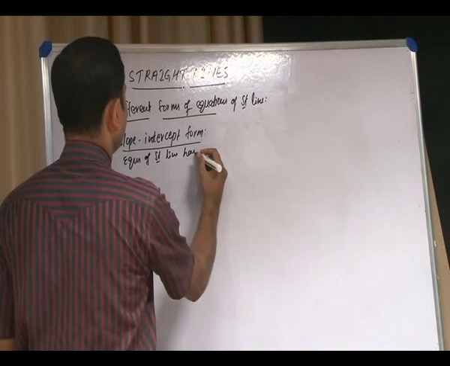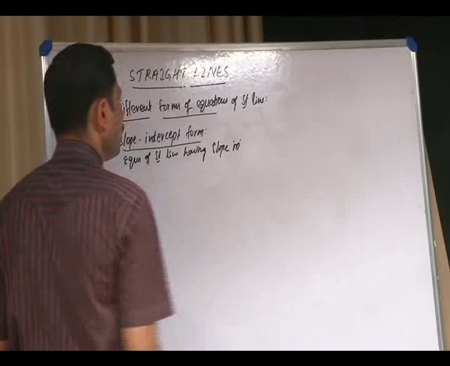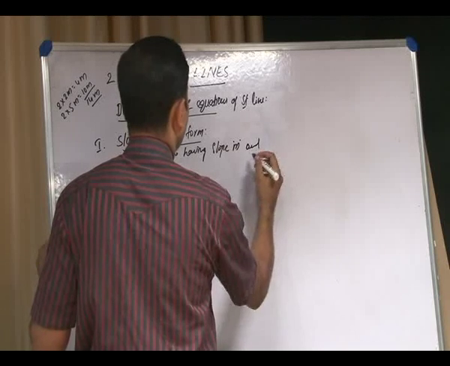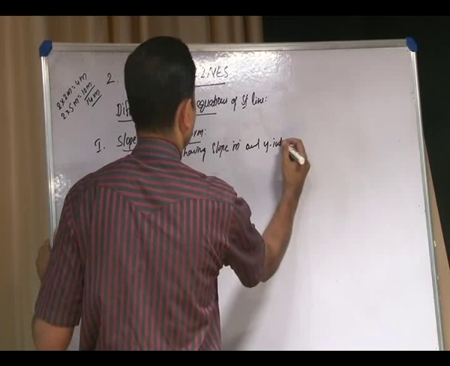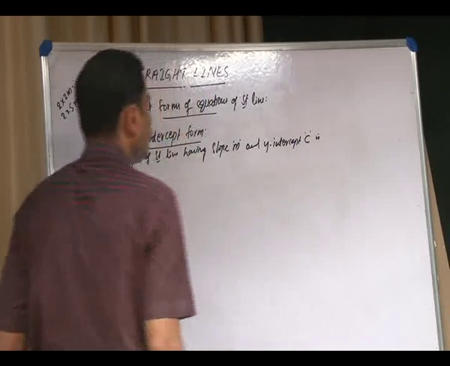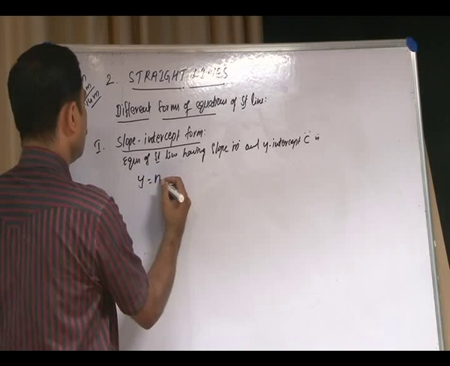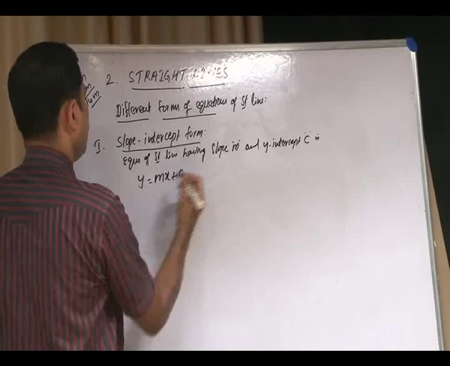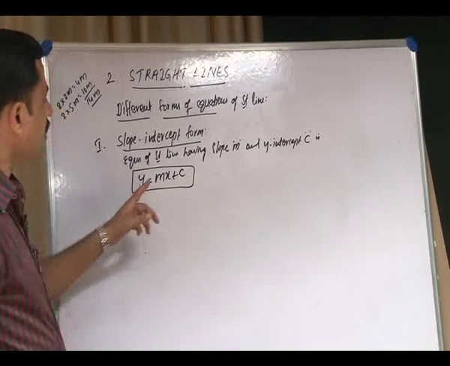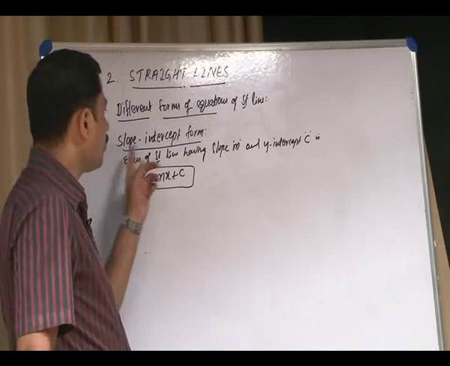having slope m and y-intercept c is given by y is equal to mx plus c. Y is equal to mx plus c. So here m is the slope of the straight line and c is called the y-intercept. So that is a slope-intercept form.